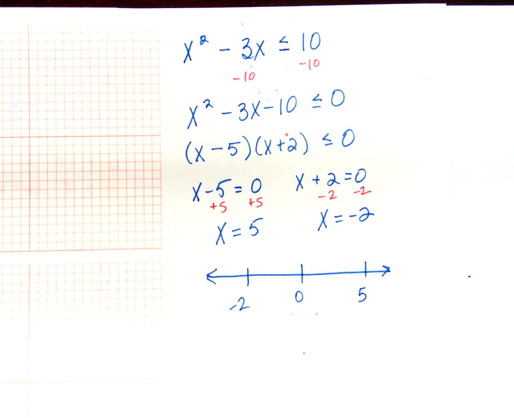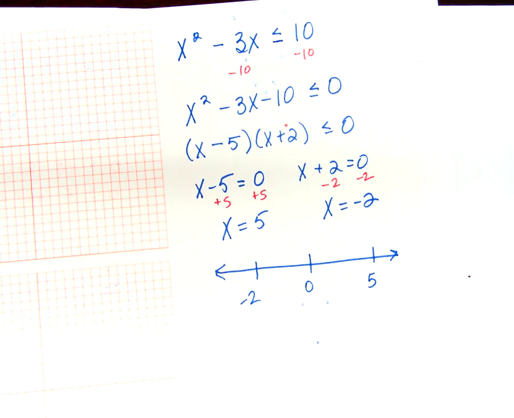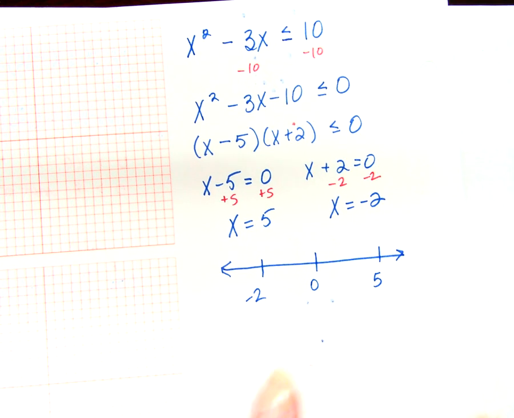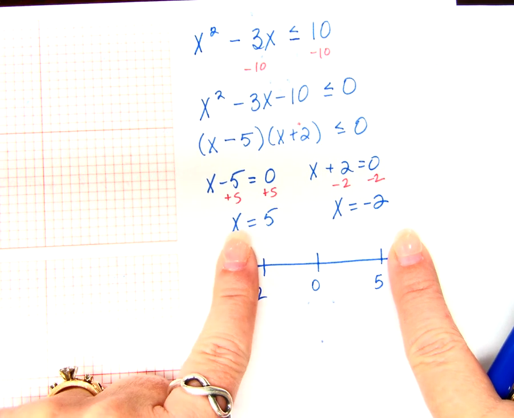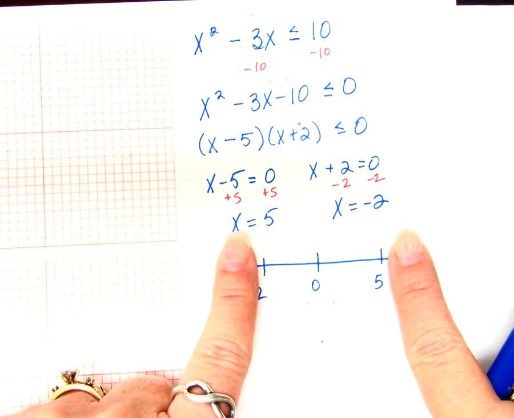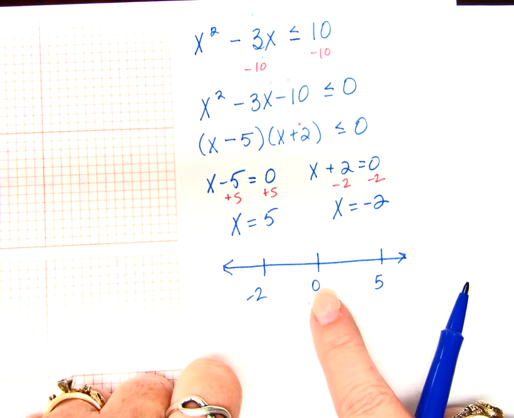Okay, now I have to figure out where to shade on this number line. So I have to figure out what's true. But here's the thing about this, okay? Just like we shaded inside or outside here, we're going to shade inside or outside here. Inside of the two numbers or outside of the two numbers. Guess what number we choose to decide? 0. That's why we put it on the number line.